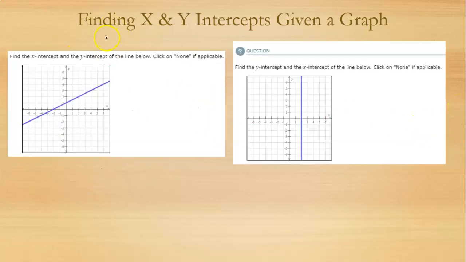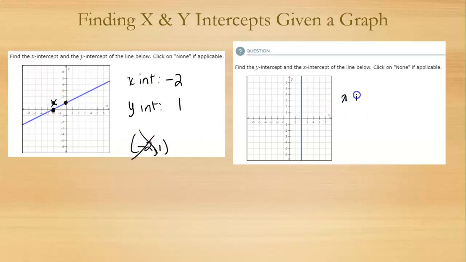Pause the video and identify your X and Y intercepts from these graphs. Welcome back. You should have said that your X-intercept was right there, -2, and your Y-intercept was right there, 1. If you wrote this as -2, 1, that is this point right here, and that's incorrect.